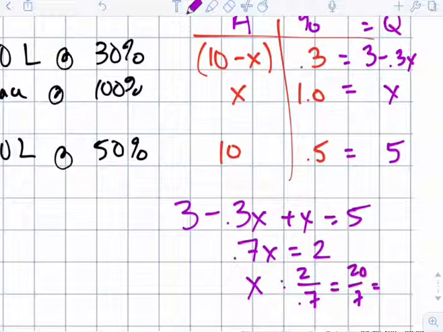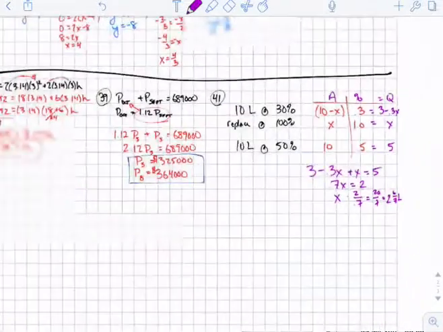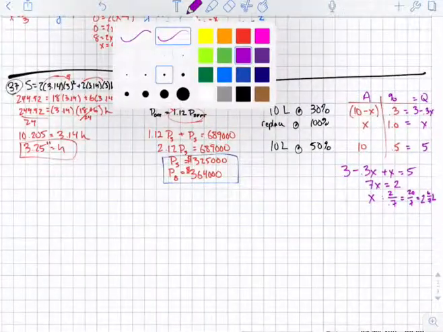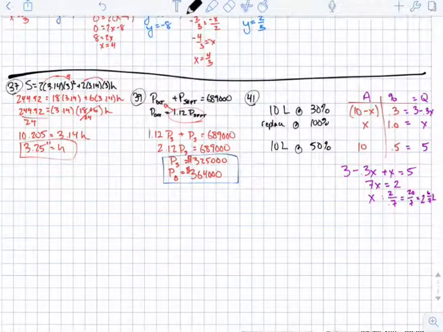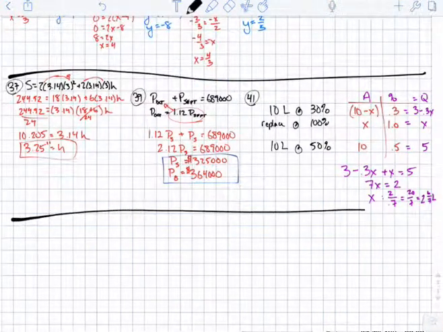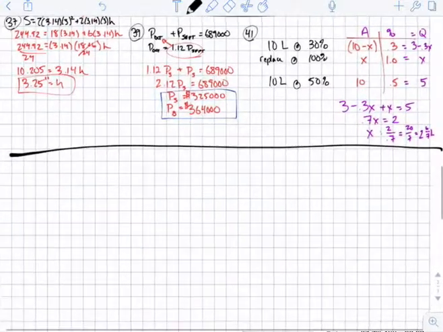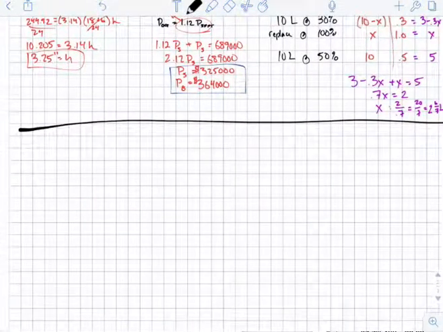2 and 6/7 liters of pure antifreeze. That's how much we need to get 50% antifreeze. Okay, so moving on to 45. Those are all some application problems. 45 right there.